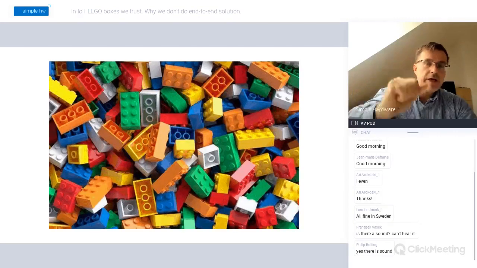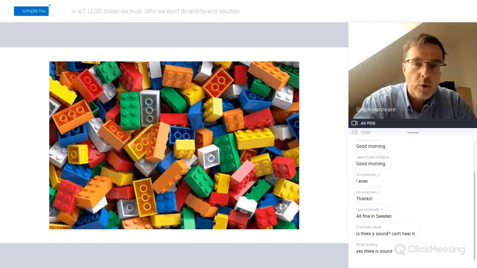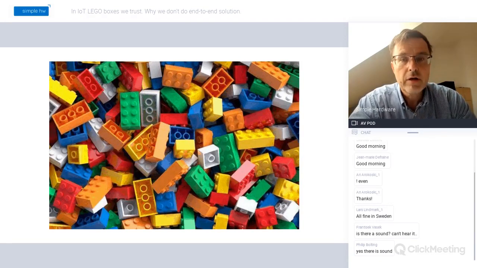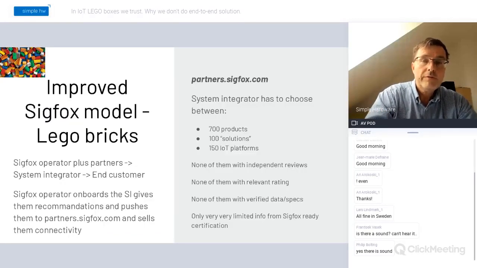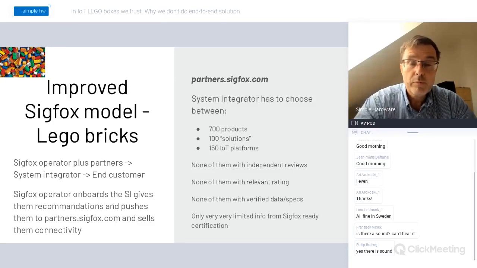The other approach is going a little bit farther on the ladder into more sophisticated solutions. And there's a parable with Lego bricks. You have currently, I don't know, about 10,000 different Lego bricks, and you can construct anything out of them. And we have something similar at partner.sigfox.com. If you go to partner.sigfox.com, currently we have 700 products that you can choose from. You have 100 solutions, you have 150 IoT platforms.